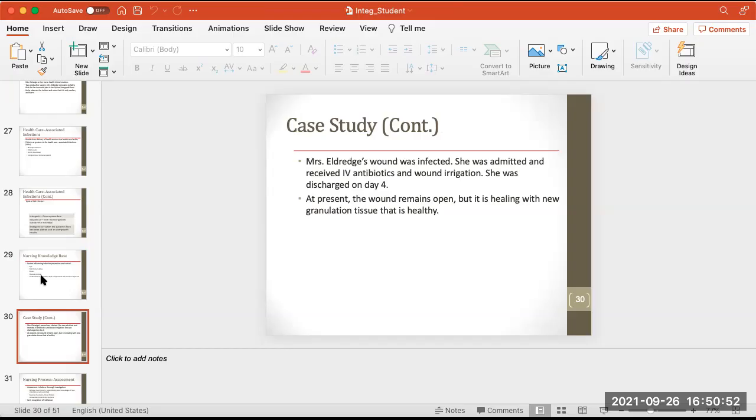Now here, Mrs. Alger's wound was infected. Yes, she was admitted and received IV antibiotics, which is a very common scenario that you might come across. The wound was irrigated, or she has an order for wound irrigation. She was discharged on day 4. At present, the wound remains open, but it is healing with new granulation tissue that is healthy. And I kind of leave it here because there are a couple of things that I want to focus on.